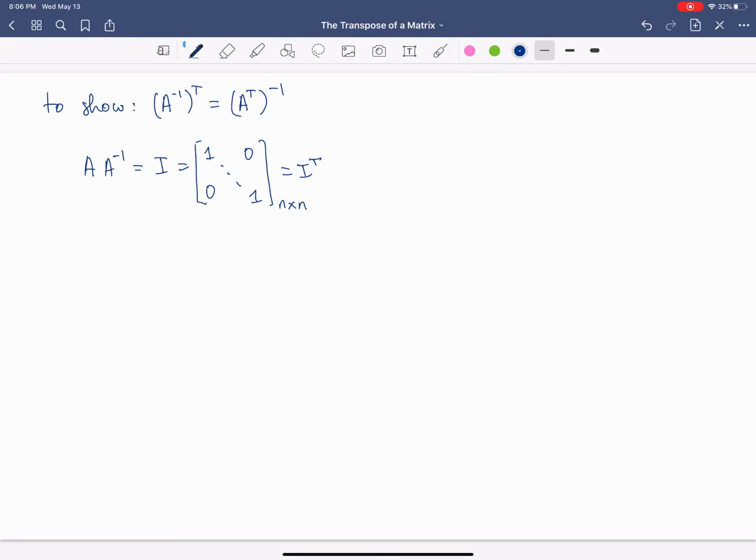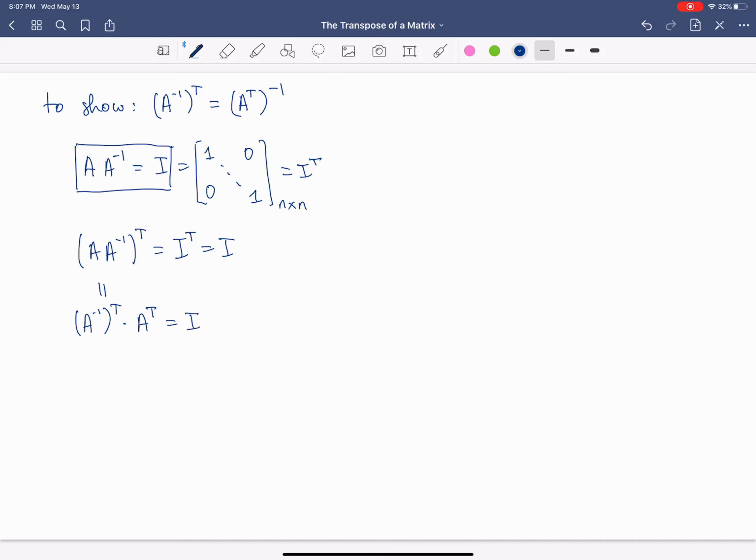Okay, so if we have this equation that A times A inverse is the identity, what I could do is apply transposition to both sides of the equality. So if A times A inverse equals the identity, then (A inverse) transpose times A transpose equals the identity transpose, which is still the identity. Now, by what we showed just a minute ago, remember, when we take the transpose, we reverse the order, we get (A inverse) transpose times A transpose equals the identity.